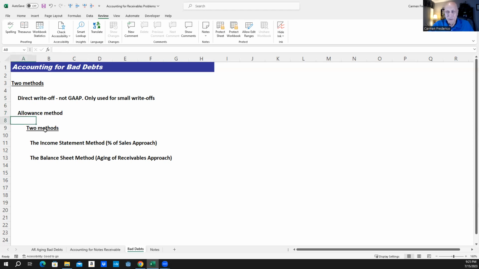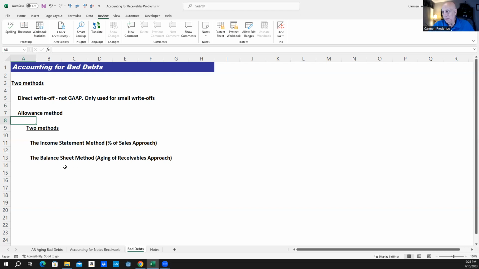And under the allowance method, there are two main approaches. One is the income statement method, which is the percentage of sales approach, which says, historically, let's say we had 1% of all our sales, we never end up collecting. So if that was the case, we would make an entry and build up the allowance account by taking 1% of our sales, multiplying our sales by 1%, and use that number to put into the allowance account at the end of the year by debiting bad debt expense, crediting the allowance for doubtful accounts. So that's the income statement approach.